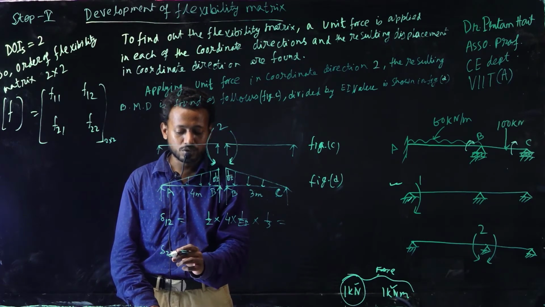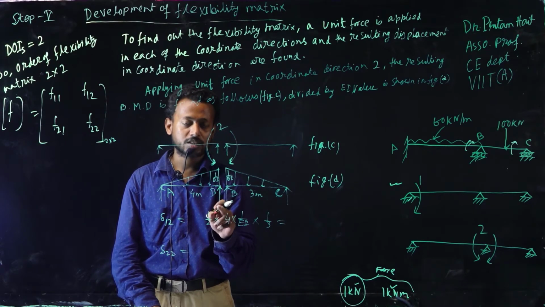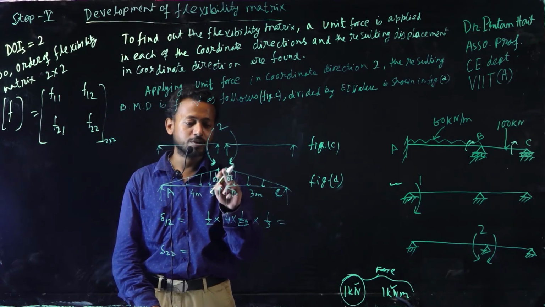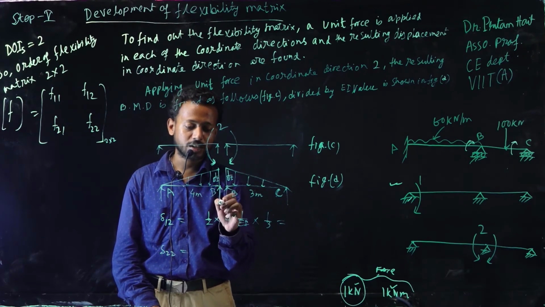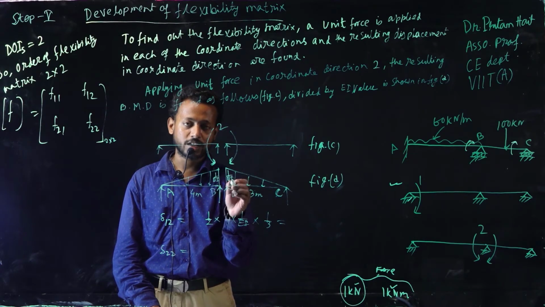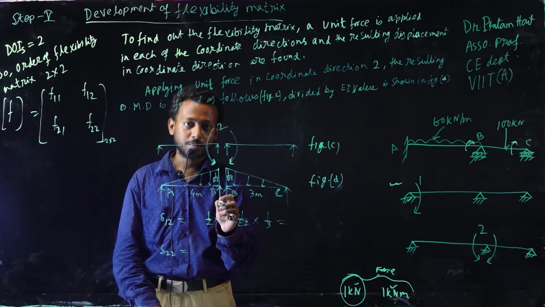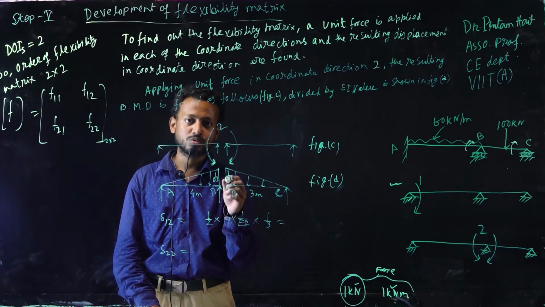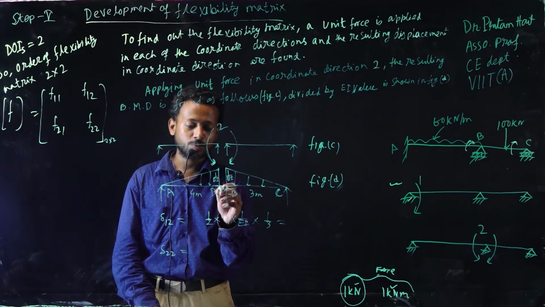Okay, next I have to calculate delta 22. That means at this point I have to calculate the reaction. So due to both the triangles, I have to calculate reaction. First I will calculate this RAB1, next I will calculate RAB2. For both the triangles I have to calculate the reaction. So delta 22 means the reaction at second coordinate direction due to unit applied force at two coordinate direction. Okay, so what will be the reaction at this point?